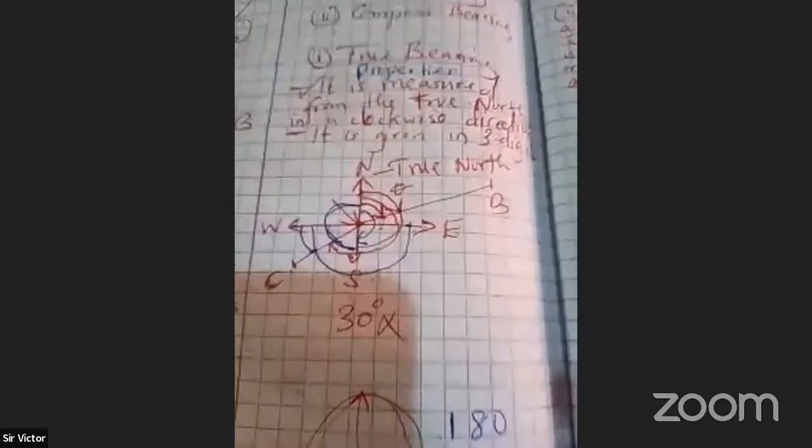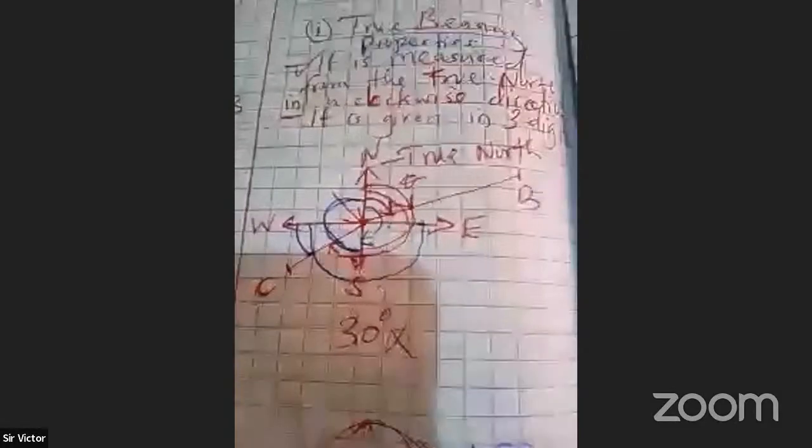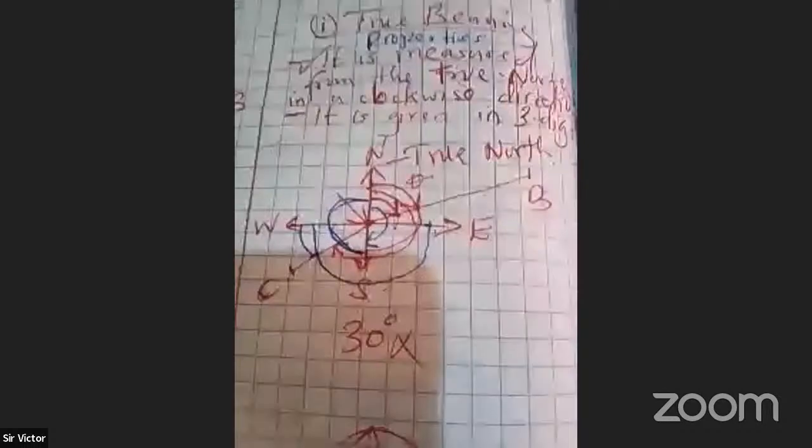So let us clap for her. She has actually reminded us that that was the main point yesterday, that true bearing is measured from the true north and it is taken in a clockwise direction. So let us come to where we were yesterday. You remember this diagram of ours?